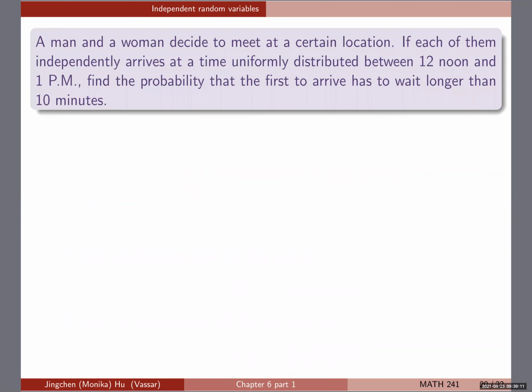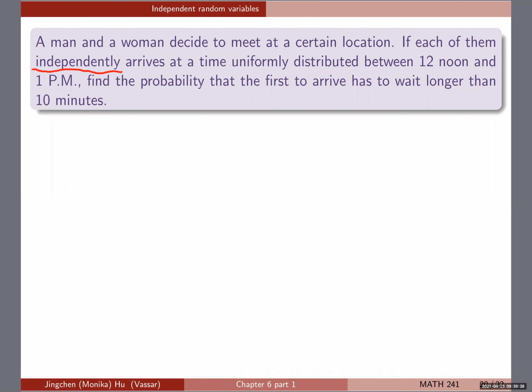So now let's work on an exercise. The question goes: a man and a woman decide to meet at a certain location. If each of them independently arrives at a time uniformly distributed between noon and 1 p.m., find the probability that the first to arrive has to wait longer than 10 minutes. Notice the keyword: it's independent. Feel free to pause to work it out, to give it a try.